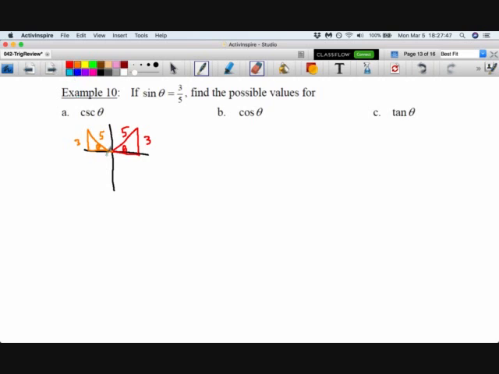And what's that x value? You should have noticed that this is a 3, 4, 5. If the hypotenuse is 5 and the one side is 3, the other side is 4, and this side is 4, too. Are they both 4? No. This is negative 4 because it's in quadrant 2. It's on the negative side of the x-axis. Okay? So cosecant of theta for this triangle has to be 5 over 3.